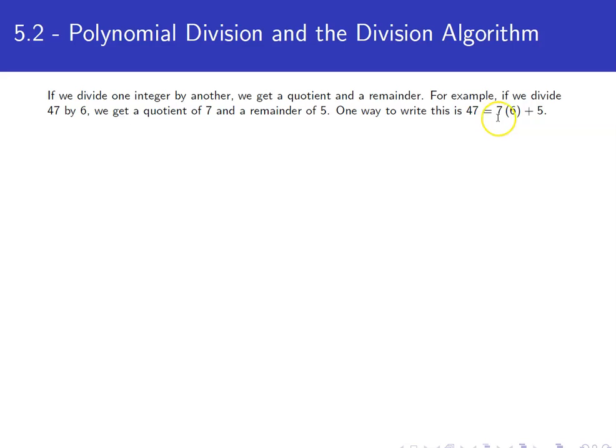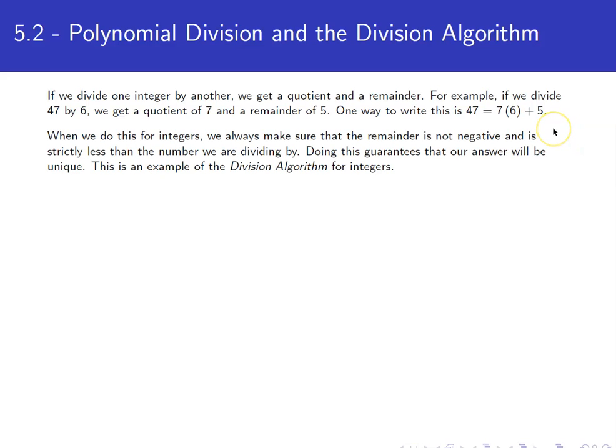Notice we've got the quotient of 7 multiplied by what we divided by, and then added the remainder at the end. When we do this for integers, we always make sure that our remainder is non-negative. Certainly this is not unique here. We could have also done 47 as 8 times 6 minus 1. This would be another way to write it in a similar form.